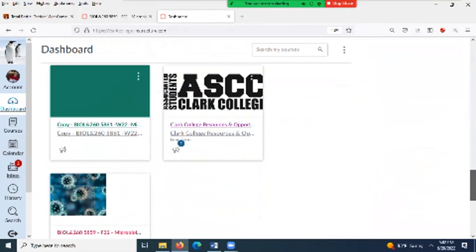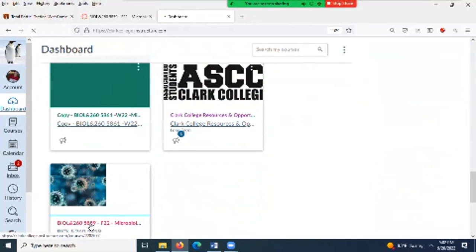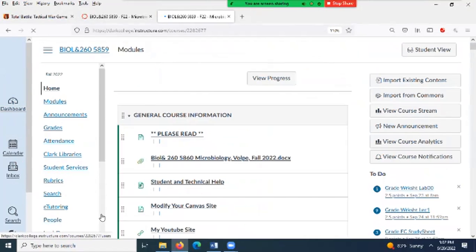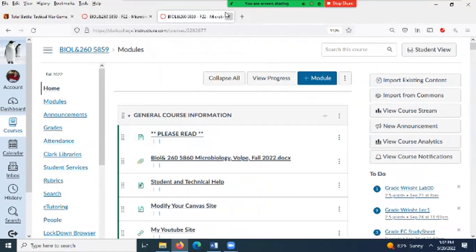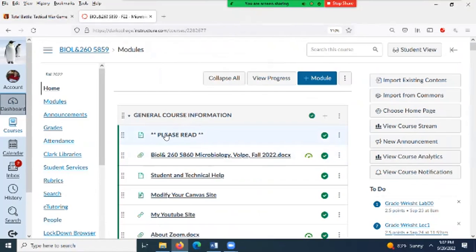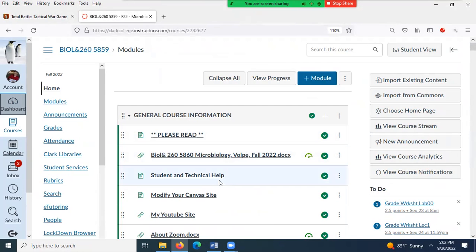I need to move this up though, because it's down at the bottom. Click on it, and then you'll see this screen, which is what I have here. I've got a few things to read. There's the syllabus. You should take a look at that. We'll go through it today. Student and technical help.